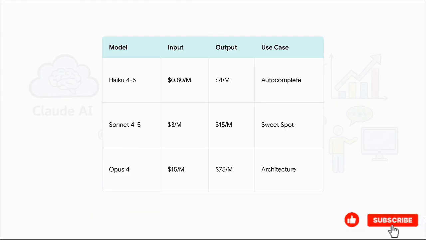But right in the middle, we have Sonnet. Sonnet is the absolute sweet spot. It offers top-tier coding performance at a really practical cost. For the vast majority of your daily dev work, full app builds, and refactoring, Sonnet is for sure the model you want to be using.